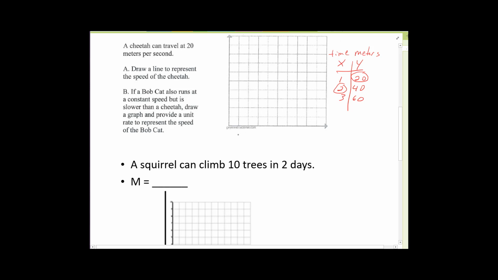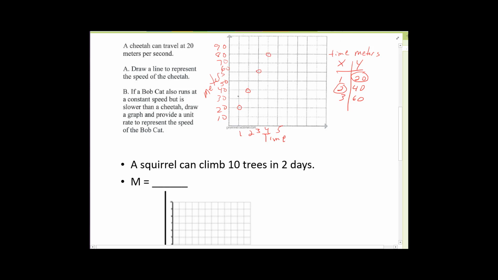So let's label our graph. This is our time underneath. Let's go 1, 2, 3, 4, 5. And then this is our meters over here. We'll go by 10s just for fun: 10, 20, 30, 40, 50, 60, 70, 80, 90. Okay. So in 1 second, he goes 20 meters. So there's our dot. In 2 seconds, he goes 40. In 3, he goes 60. And in 4, it would be 80.